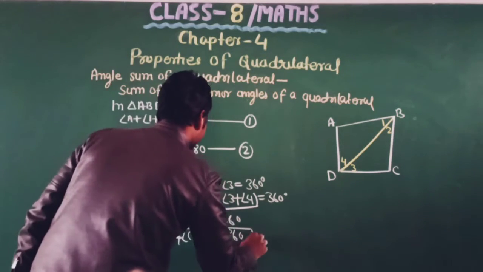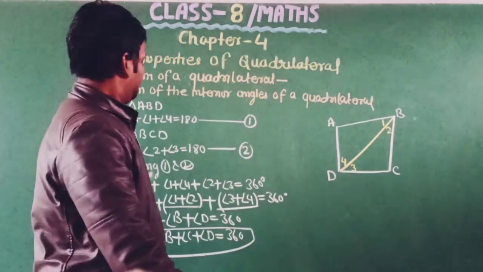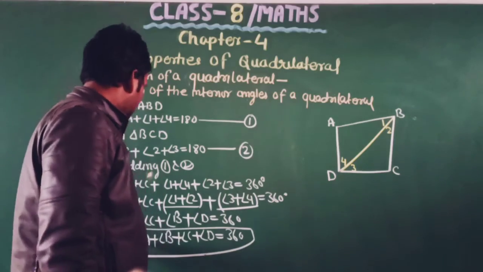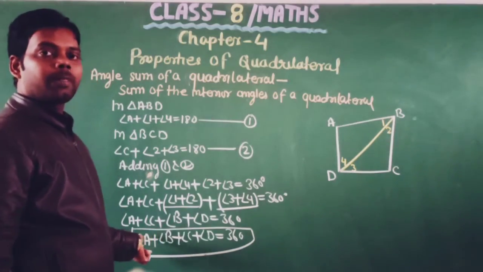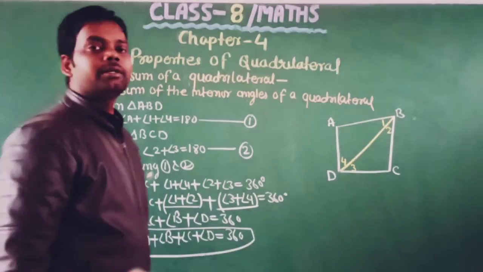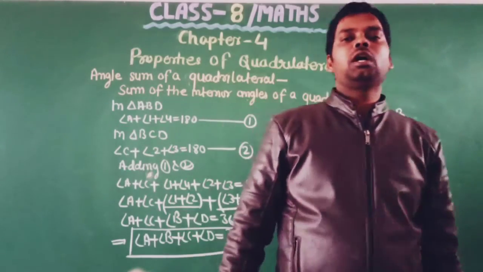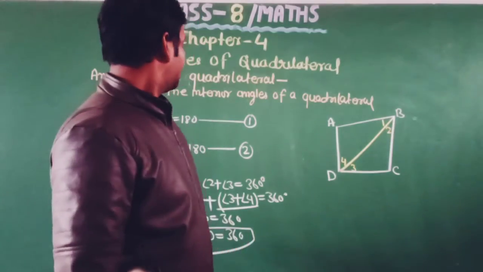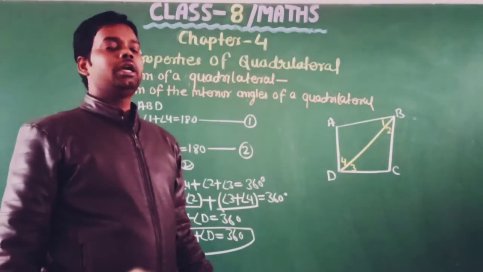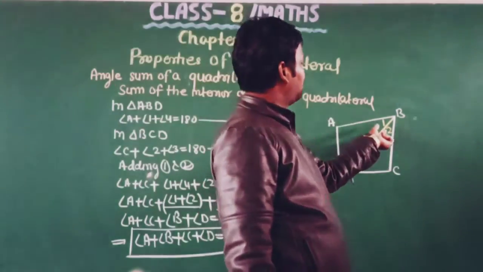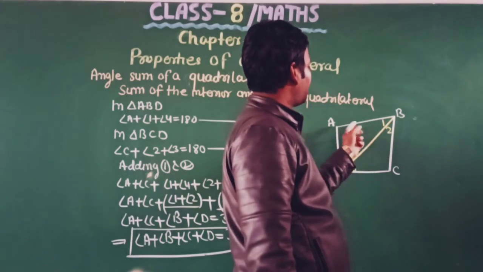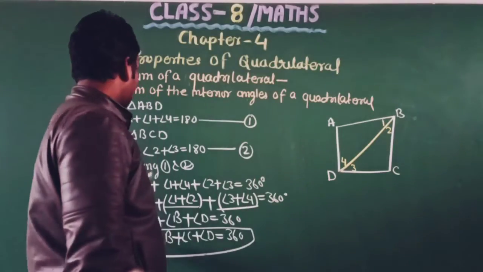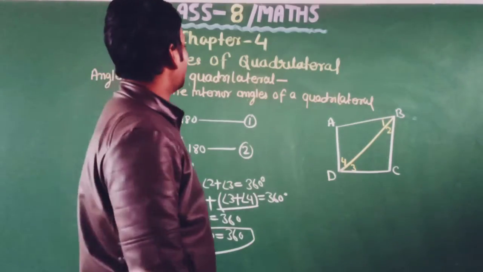So dear children, from this result we can say that the sum of the angles of a quadrilateral is 360 degrees. The sum of all interior angles of a quadrilateral is 360 degrees.